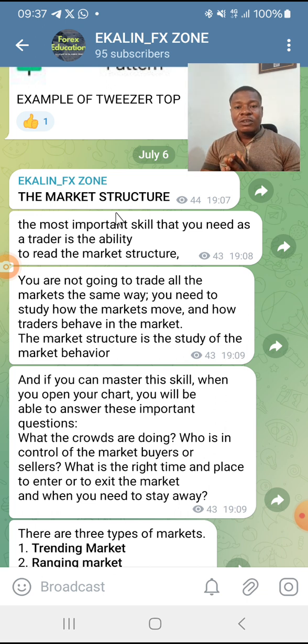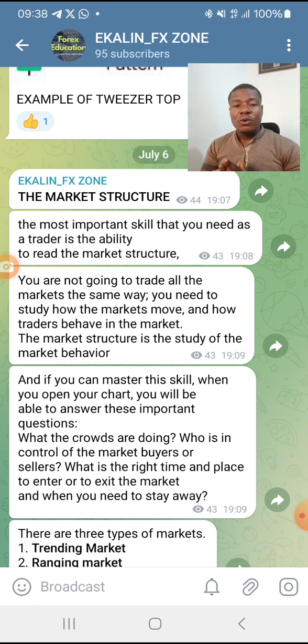As a price action trader, the most important skill you should have is your ability to read the market structure. When you open your chart, you should be able to determine whether the bulls are in control of the market, or the bears are in control, or the market is in some form of equilibrium, meaning that there is no precise direction. The market may be ranging. That is what we are about to do now. Follow me closely as I take you through the market structure.